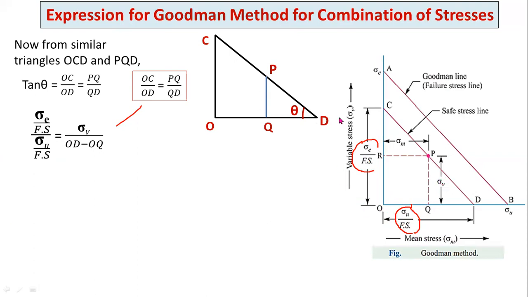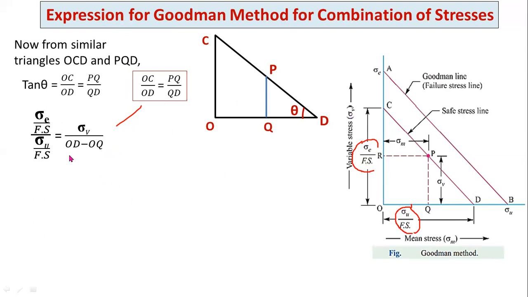Sigma V is the variable stress. Here I am considering variable stress on the y-axis. That's why the value of PQ equal to sigma V. And the value of QD is obtained from the relation OD minus OQ. So the value of QD equal to OD minus OQ.